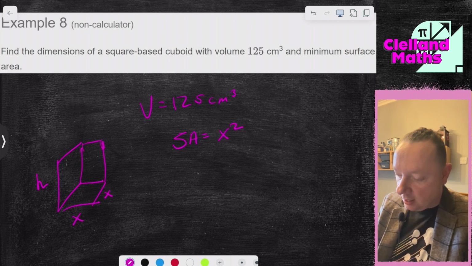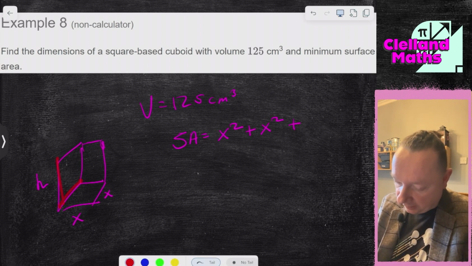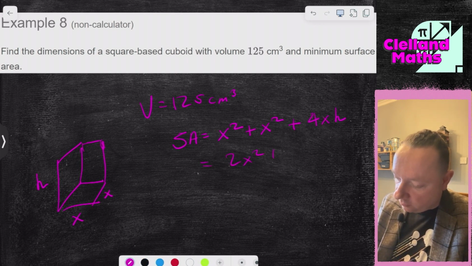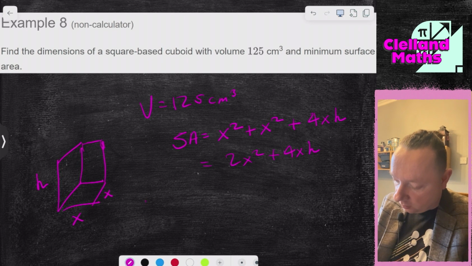And since it's a cuboid, I'll have 2 of them. And then the sides are going to be x by h, and there'll be 1, 2, 3, 4 of them. So plus 4xh. So that's 2x squared plus 4xh. Now, usually at this point, I need to get rid of that h. The volume is equal to 125. Well, volume is area of the base times the height, so that means my height is 125 over x squared.